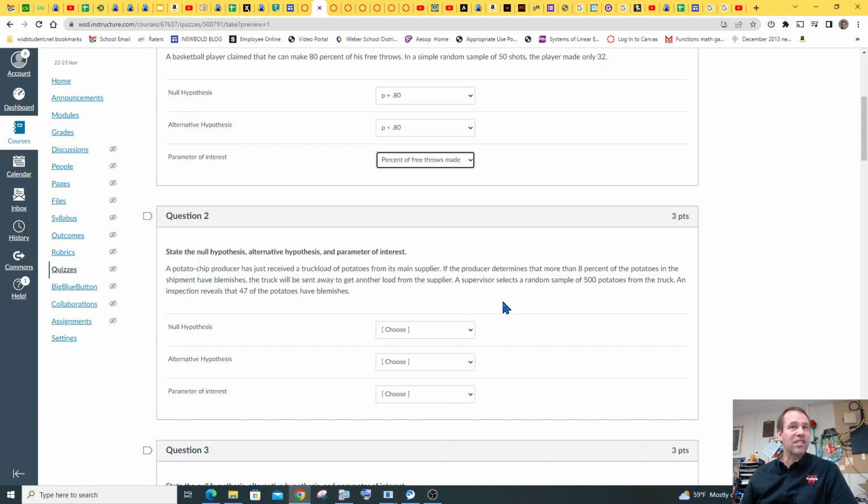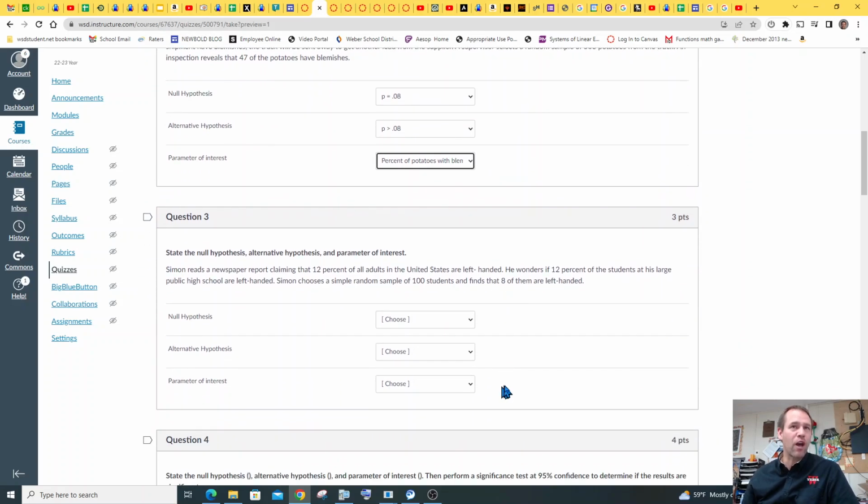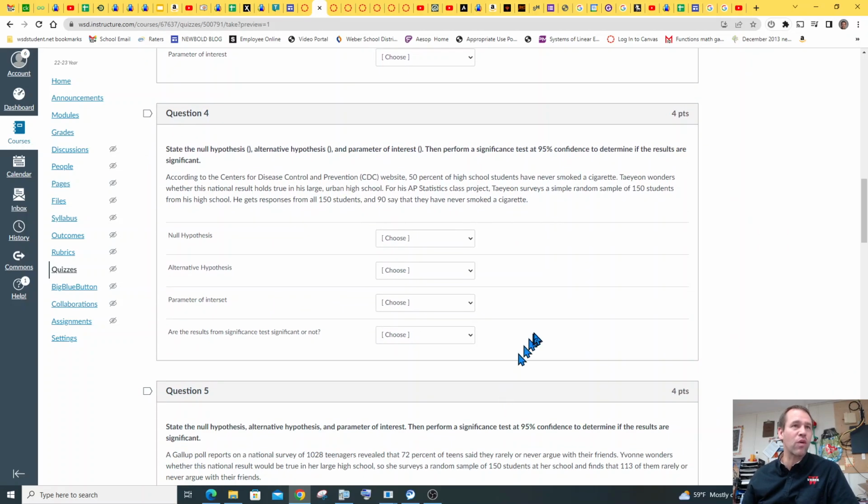Right? So the null hypothesis is that if the producer determines that more than 8%, then we got a problem. So equal to 8% is usually the null, right? Equal, because that's okay. But then the alternative is if it's more than 8%. That would be a problem. That's the alternative. So the first one was less than. This time there's a problem if it's more. Parameter of interest is percent of potatoes with blemishes. There you go. So does it kind of make sense? I feel like those two are really good examples to help you. So try question 3 and 4.